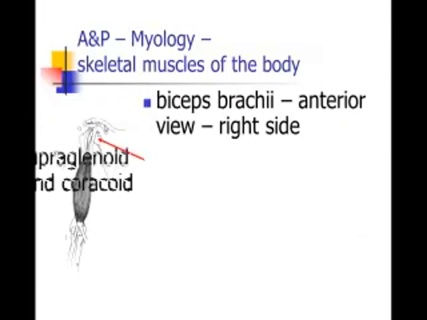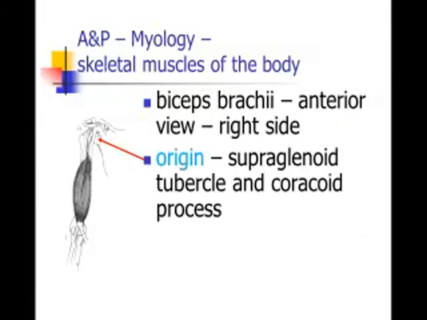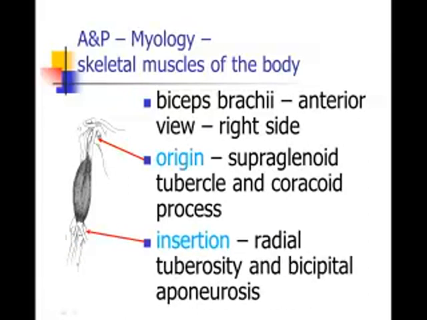So here we have the picture. Again, we have the origin, the supraglenoid tubercle, which is right up in here, and the coracoid process, right there. And then we have the two insertions: the bicipital tuberosity right there, and the bicipital aponeurosis right there. Bicipital tuberosity can be called radial tuberosity. I think we've talked about aponeuroses before, but maybe not. An aponeurosis is a broad, flat tendon.